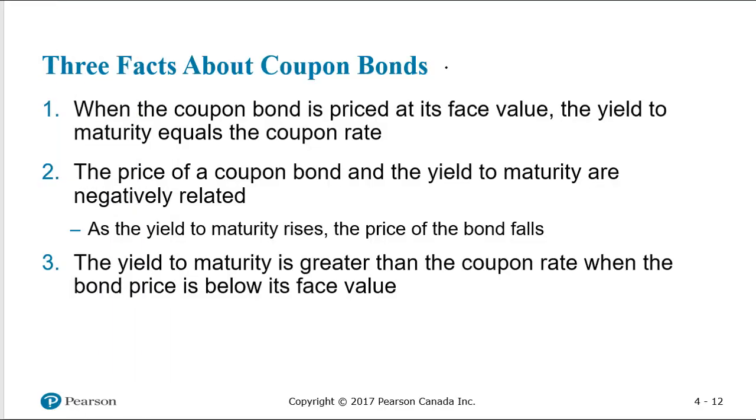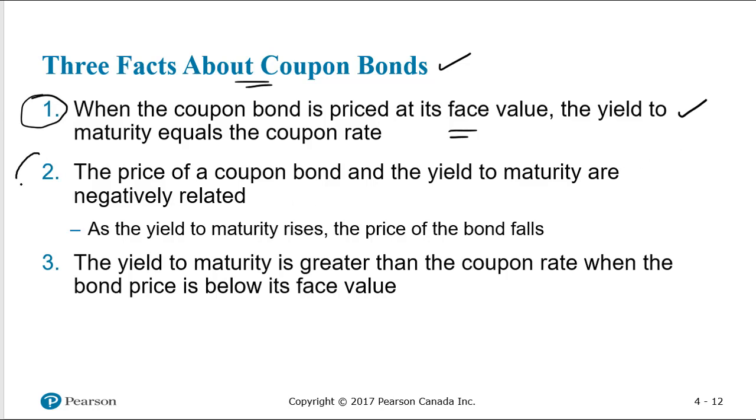Okay, this slide is just putting into words what we saw in the previous calculation, 3 facts about coupon bonds. Number 1 is when the coupon bond is priced at its face value, then the yield to maturity equals the coupon rate. So we saw that when the price was 1,000 and the face value is 1,000 and the coupon was 10%, then the yield to maturity was 10%.